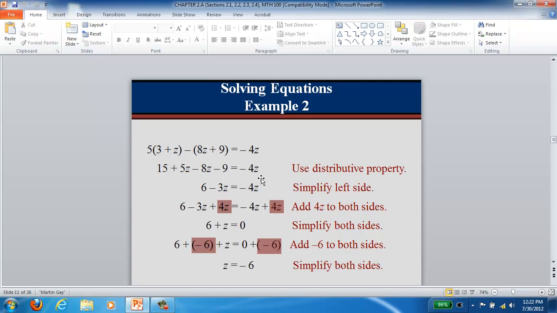Now you combine like terms on the left-hand side of the equation. So 15 minus 9 gives you 6, and 5z minus 8z gives you negative 3z equals negative 4z. Combining like terms, you add 4z to both sides of the equation, which leaves you with 6 plus z on the left-hand side equals 0. Subtract 6 from both sides, and it simplifies to z equals negative 6 as your final answer.